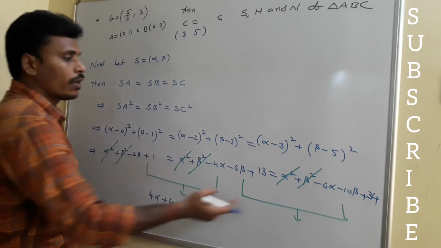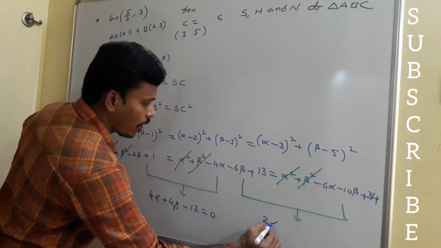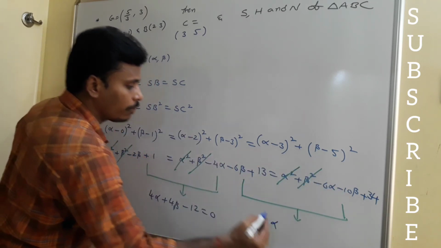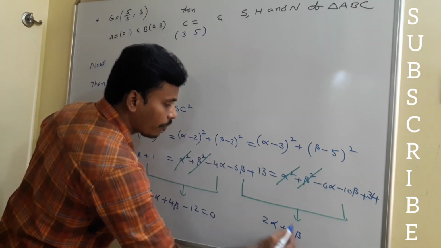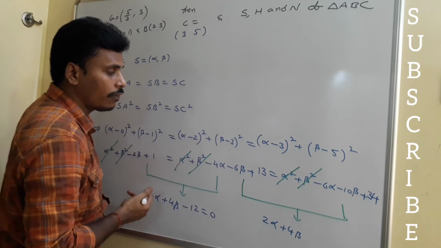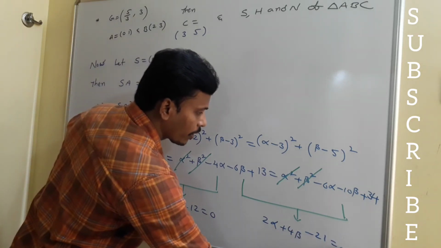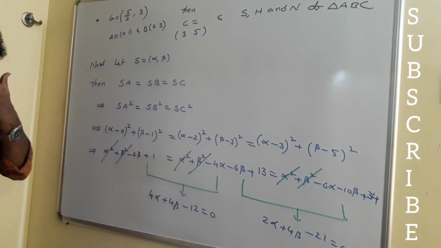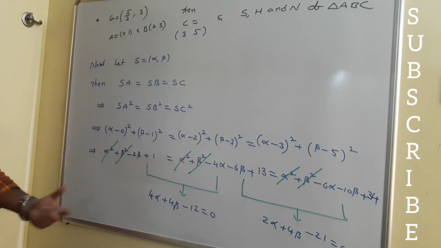And from these two, 6 alpha this side, 2 alpha, minus 10 beta, 10 beta minus 6 beta is 4 beta. And then 13 minus 34 is just minus 21 is equal to 0. Is it right? Now what I have in my hands?